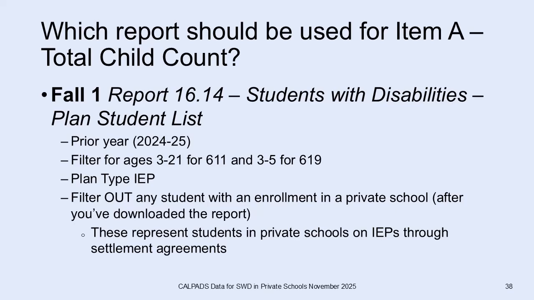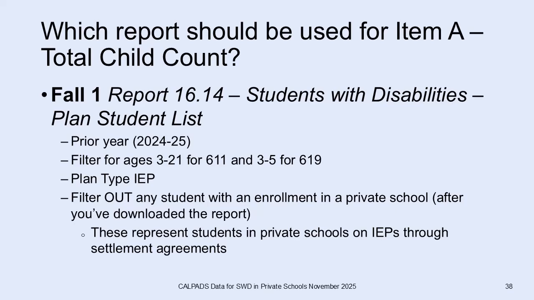When you download report 1614, you need to filter out any student that has an enrollment in a private school. Okay, because again, you're looking for your total child count. You want to eliminate any student on an IEP that's enrolled in a private school.